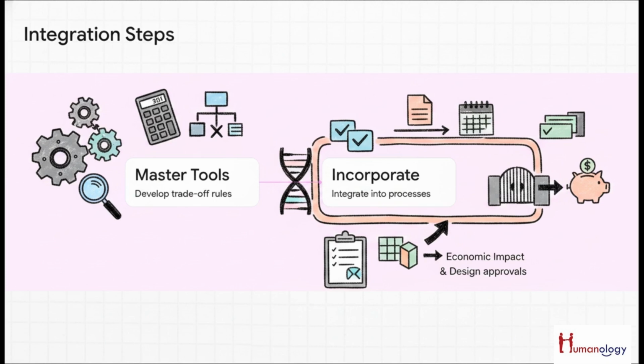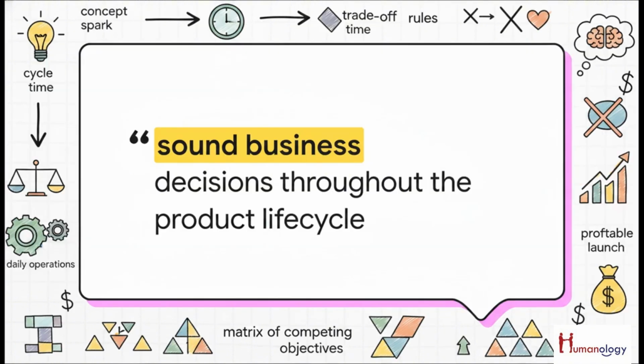If a manager proposes a design change, the standard form should force them to mathematically show the economic impact on the objectives we just laid out. You make the right way to do things the default way to do things. Bringing this explainer full circle, I want to return to this exact phrase: sound business decisions throughout the product lifecycle. Mastering these foundational topics, understanding that matrix of competing objectives, actually valuing your cycle time, setting rigid trade-off rules, and integrating the whole shebang into your daily ops, it guarantees better, sounder decisions.